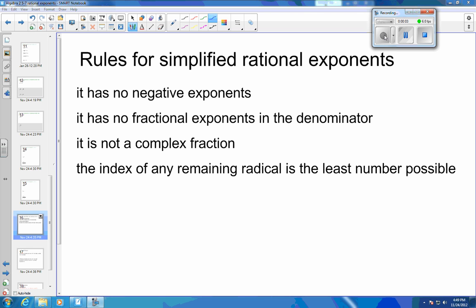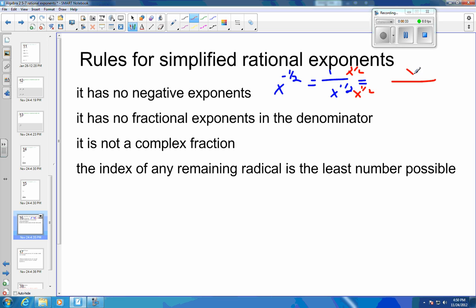Algebra 2, this is Chapter 5, Section 7, just rules for making sure you're completely simplified, and a rule of thumb. It has no negative exponents, so you may not have an answer that is x to the negative 1/2 power. You must write that as 1 over x to the 1/2 power, and then multiply by x to the 1/2 power, both top and bottom, to end up with x to the 1/2 over x. No negative exponents.